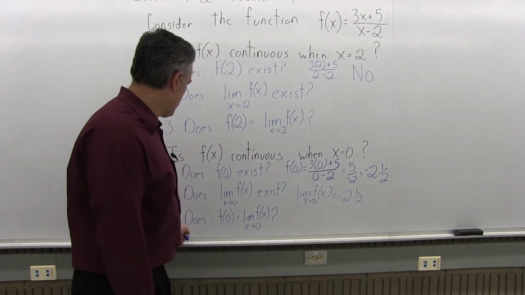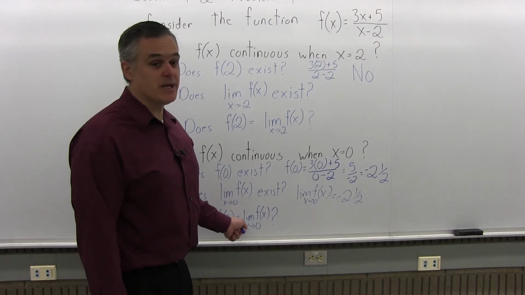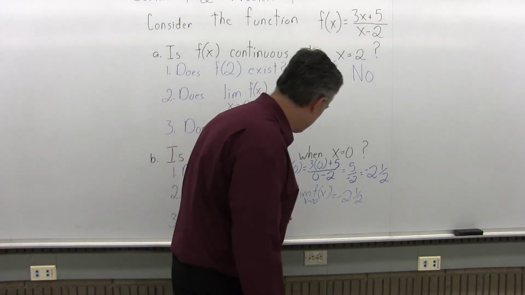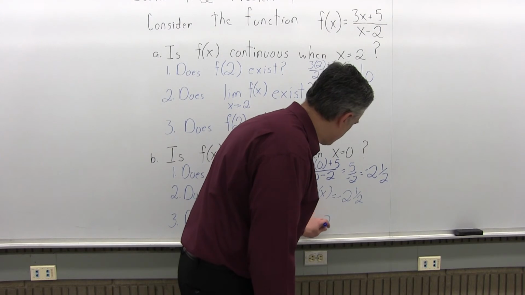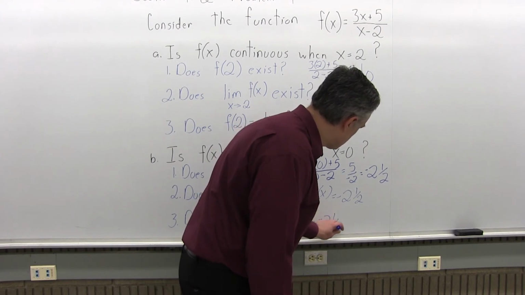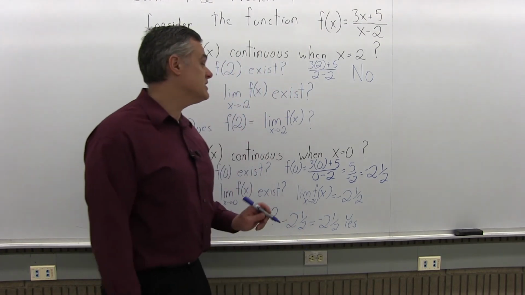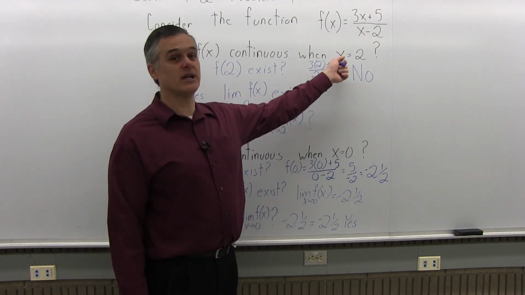And part 3, does the value of f of 0 equal the limit as x approaches 0? And the answer is yes, they're both negative 2.5. Negative 2.5 for the value of the function, which is equal to negative 2.5 for the limit. So the answer to that is yes. So the function is continuous at x equals 0. It was not continuous at x equals 2.